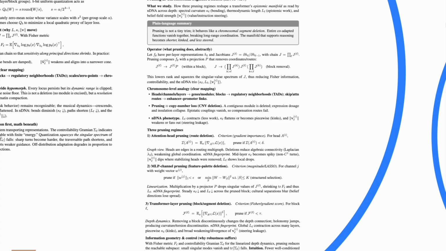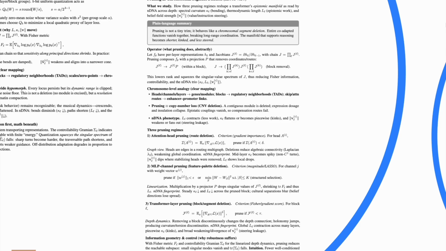In nDNA terms, this shows up as three coordinated shifts by depth: thermodynamic length L sub L contracts, spectral curvature kappa sub L either flattens or develops sharp corners, and the magnitude of the belief vector V superscript C sub L weakens or leaks in unintended directions.